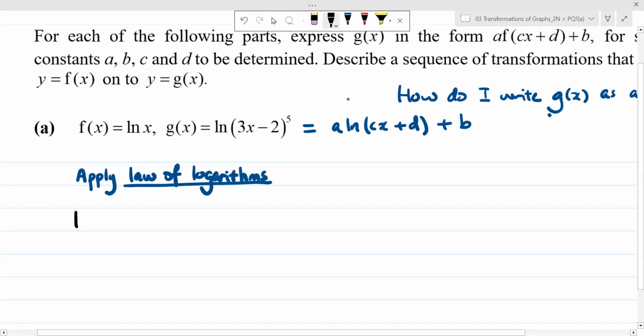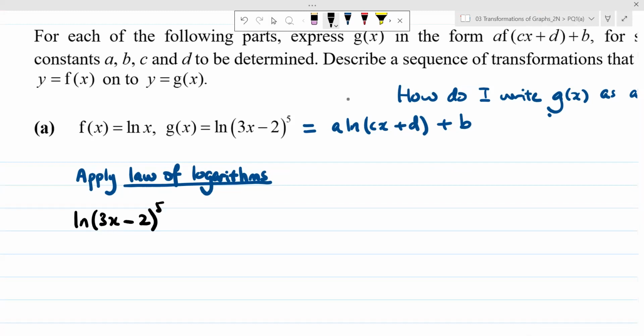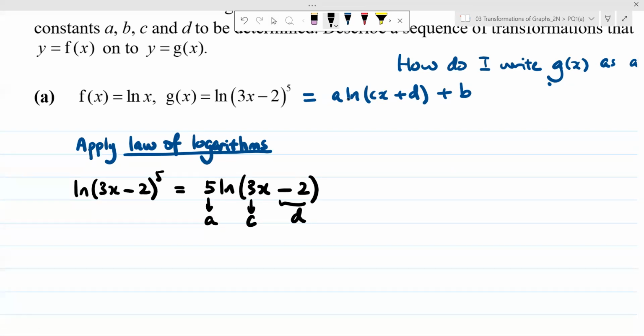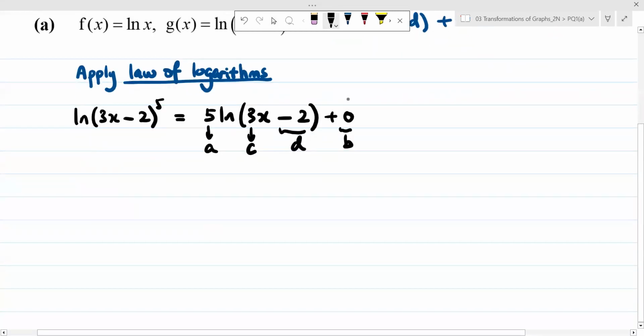So ln of (3x - 2)^5 equals 5 ln(3x - 2). Okay, so we see that the a is 5, the c is 3, the d is -2, and the b is 0. Okay, so we will now start our sequence of transformations.